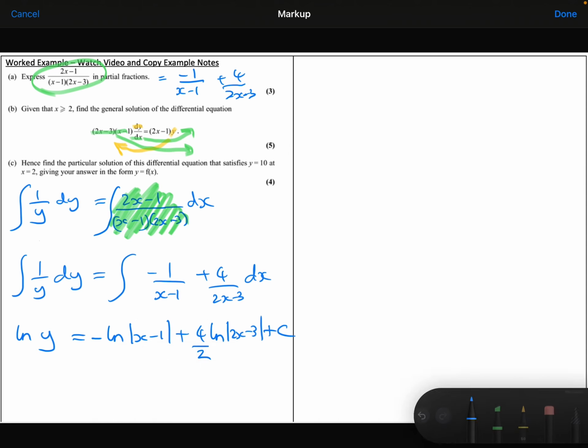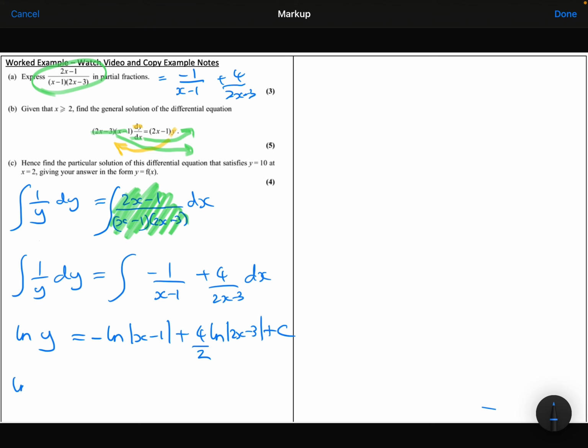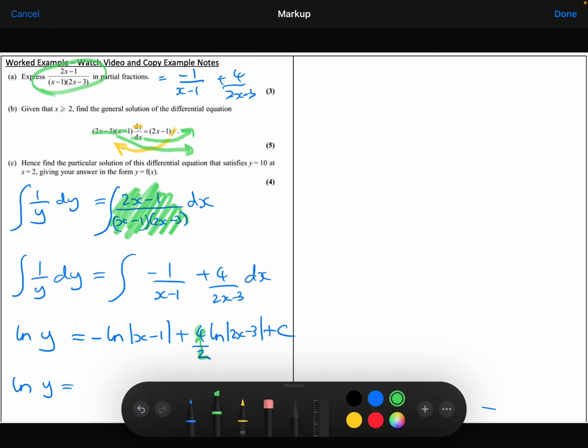So, do a little bit of simplification here. In that I'm going to rewrite the 4 divided by 2 as just 2. And what I'm also going to do, because all of these other terms here are all logarithms, I'm actually going to rewrite my constant as ln k, or ln c, or ln whatever you want really. It doesn't matter. It's a constant. I can write it as anything I want.